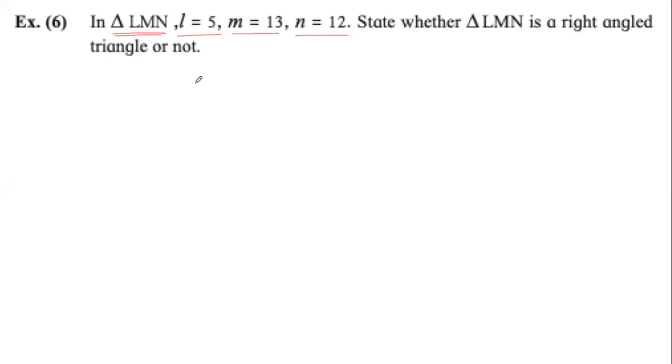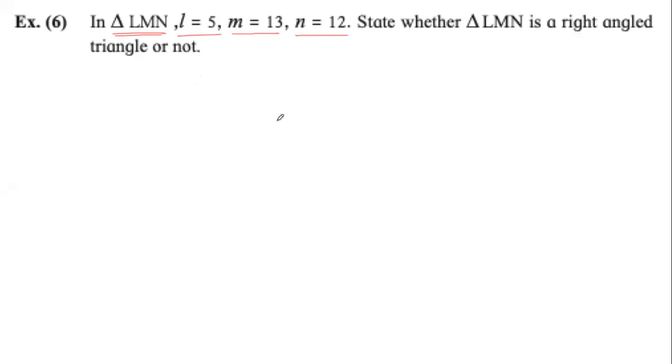We studied yesterday that when we represent something of the triangle in small alphabets, lowercase alphabet, it means the length of the side. So small l is the side opposite to angle L, small m is the length of the side opposite to angle M, and small n is the length of the side opposite to angle N. So what the question is giving us is the lengths of the three sides of a triangle LMN. And we have to find out whether this triangle is a right angle triangle or not. This also we can find out by Pythagoras theorem.